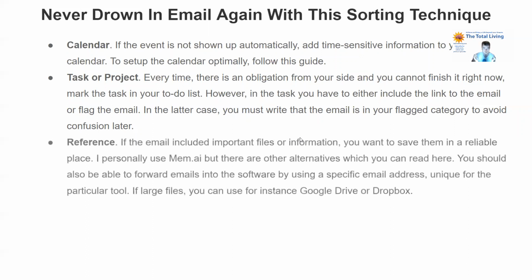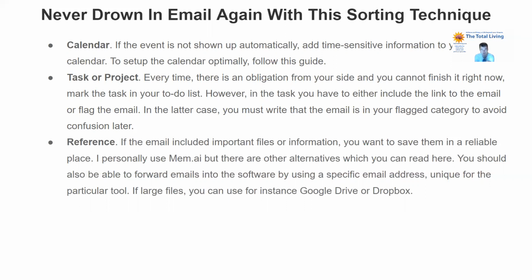The third category is reference. If the email included important files or information, you want to save them in a reliable place. I personally use mem.ai, but there are other alternatives which you can read in the article. You should also be able to forward the email into the software by using a specific email address, unique for the particular tool. For larger files, you can use, for instance, Google Drive or Dropbox.